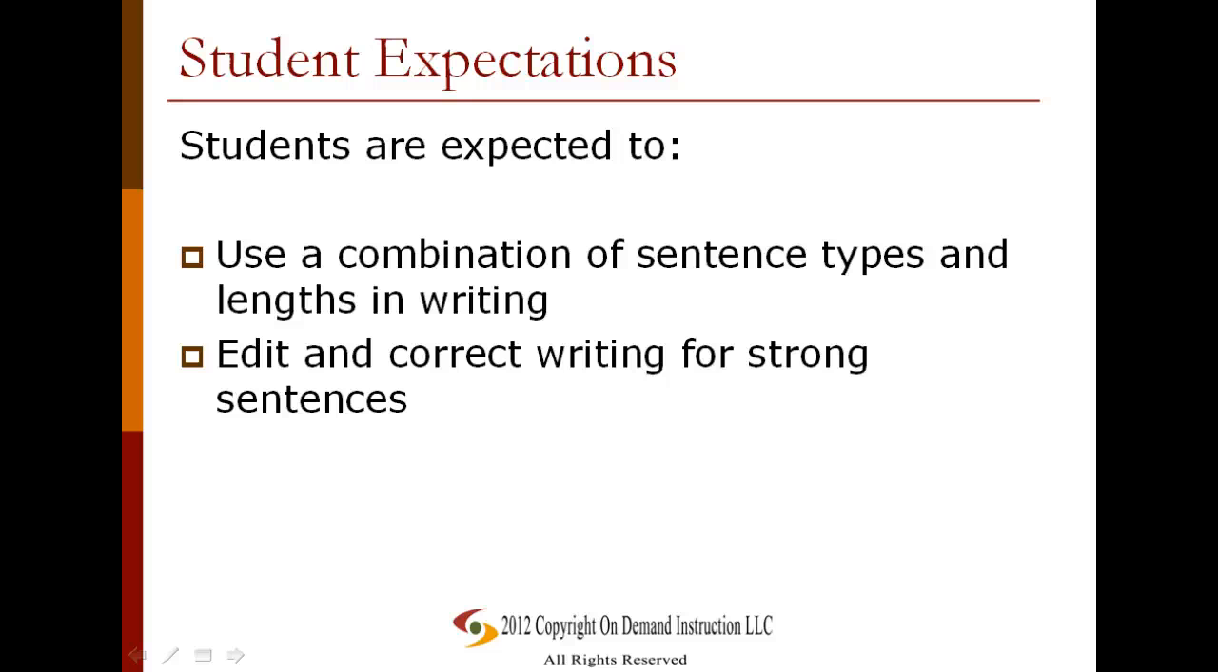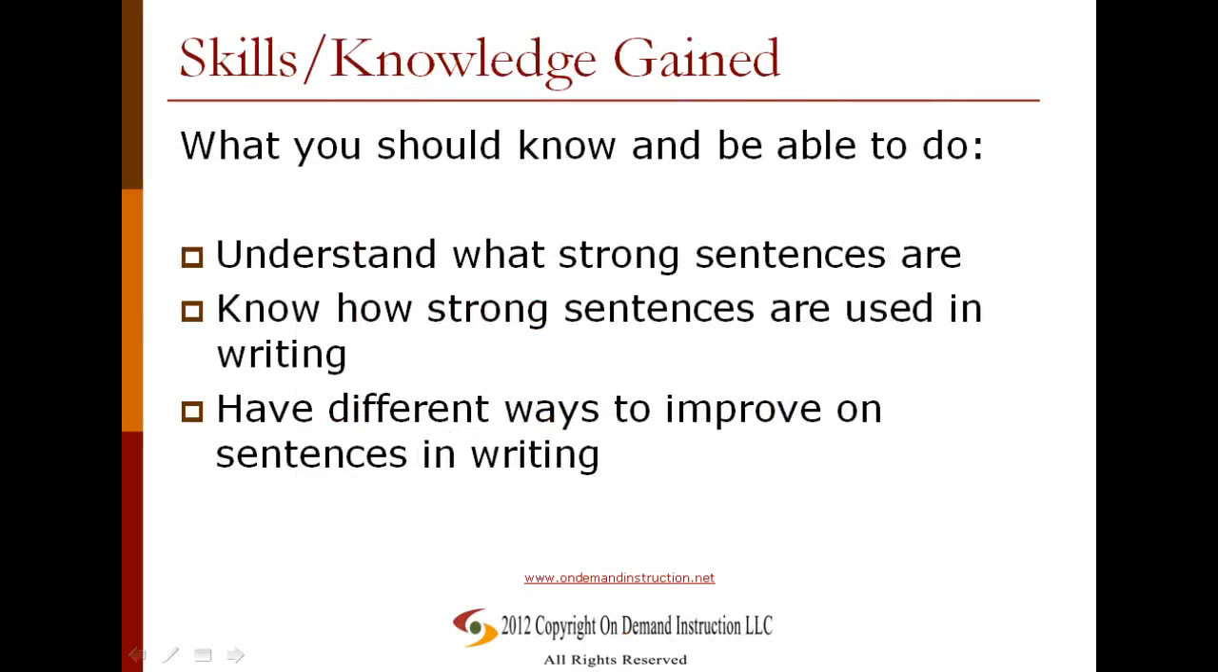So, student expectations. You should be using a combination of sentence types and sentence lengths in your writing. You should also be editing and correcting your writing for strong sentences. Make sure you're checking for sentences, not just for conventions. At this point, what you should know and be able to do is to understand what strong sentences are, to know how strong sentences are used in writing, and to have different ways to improve upon the sentences in your writing.